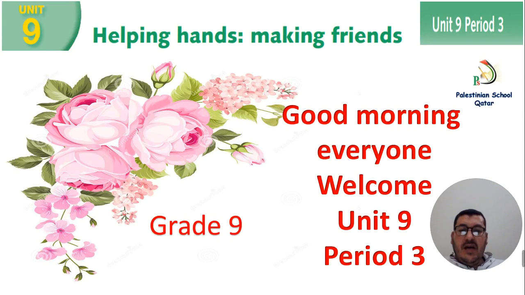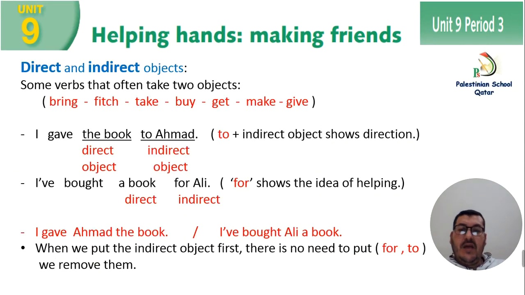Today we have grade 9, unit 9, helping hands, making friends. Today we have period number 3. So, at the beginning, today we'll talk about direct and indirect objects.